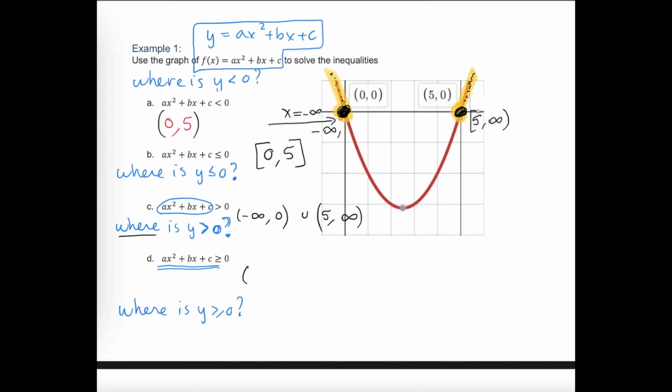And we're going to include these endpoints. So let's clean it up with our interval notation. We'll say from negative infinity to 0, this time we're including, and then from 5 to positive infinity like this.